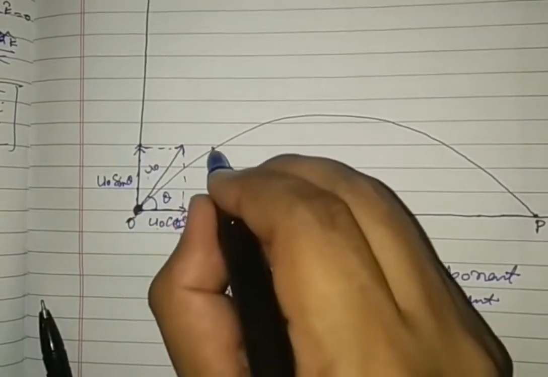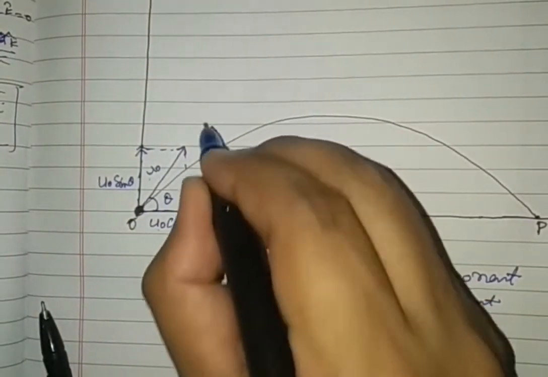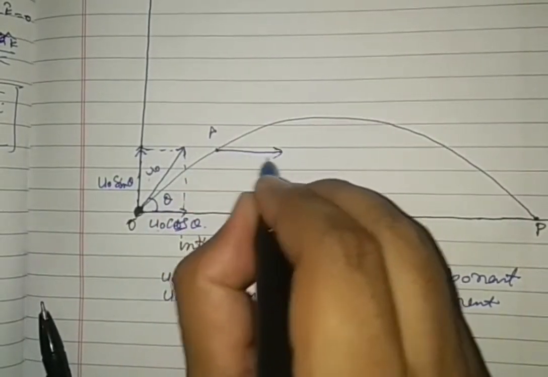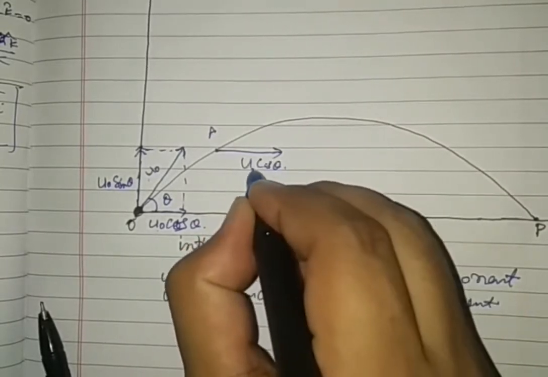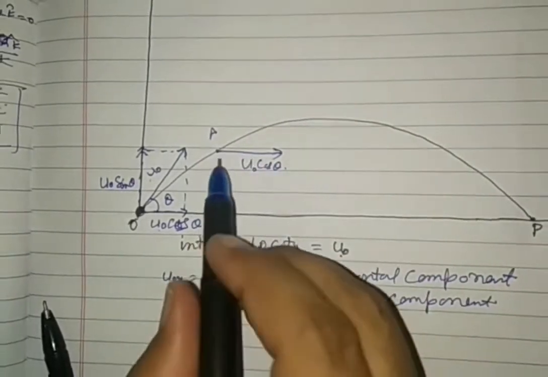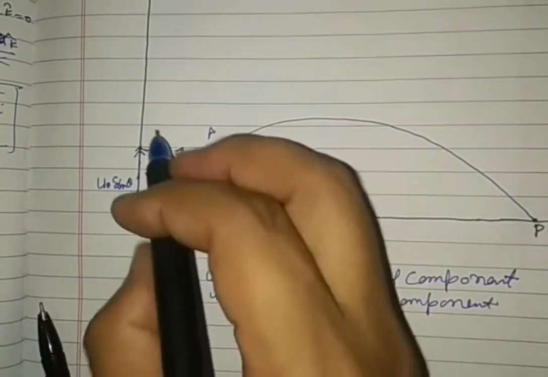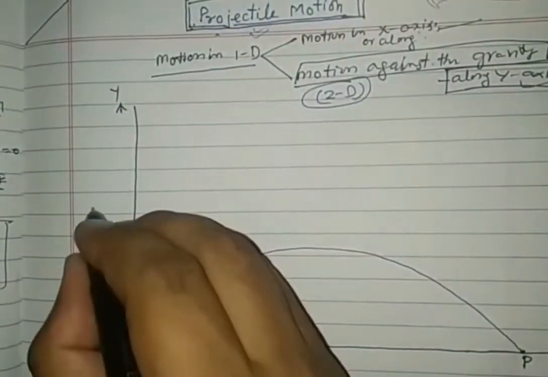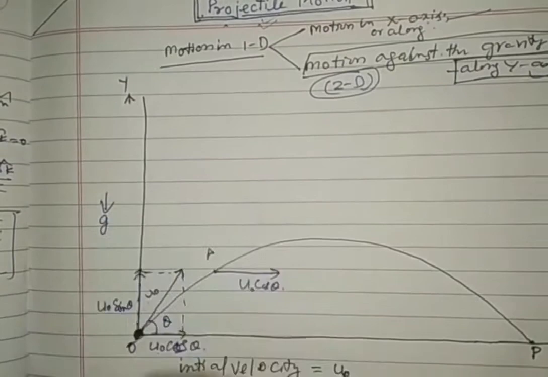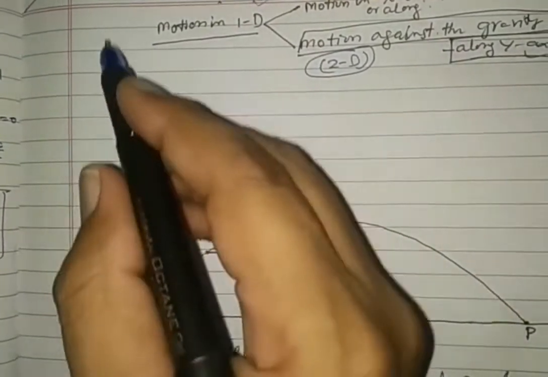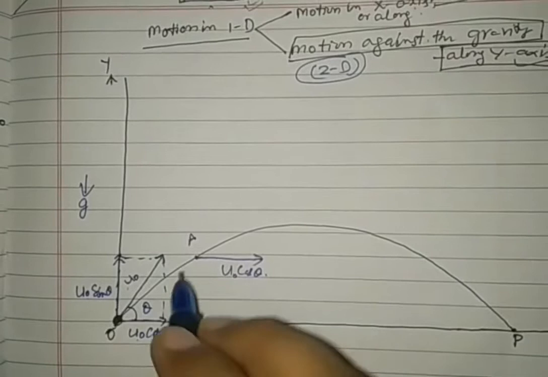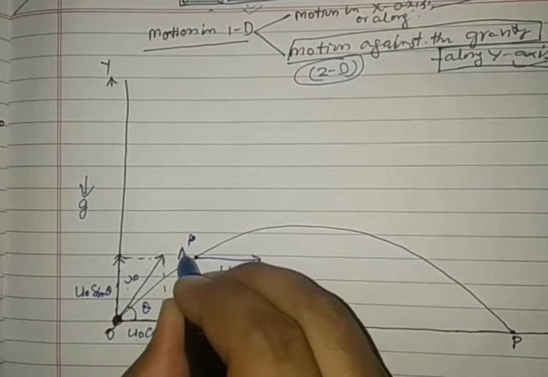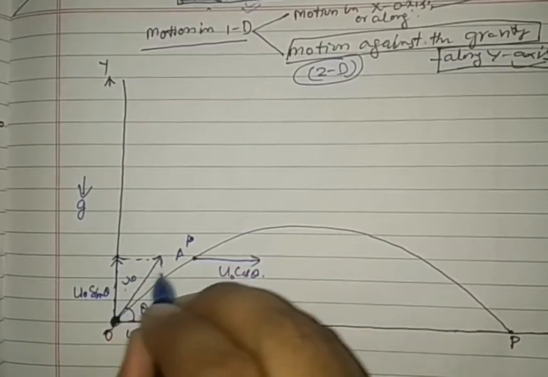Suppose it moves from O to point A. We want to see its velocity components. This u naught cos theta remains the same, but u naught sin theta is against gravity. It is moving upward and gravity is acting downward. So moving upward, the acceleration is acting opposite. So this is a case of retardation. Hence, in this case, at point A, this velocity starts to decrease.